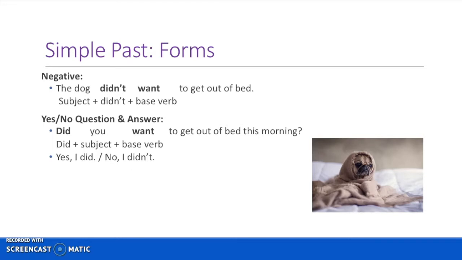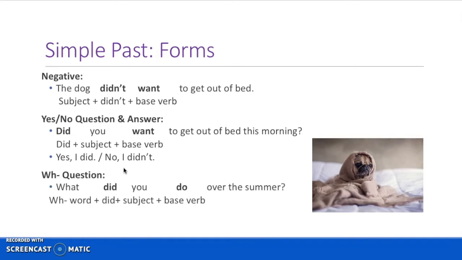Yes or no question and answer. Did you want to get out of bed this morning? Did is the helping verb. The subject is you. The base verb is want. Yes, I did or no, I didn't are the example short answers, and you can change the subjects. WH question. What did you do over the summer? The WH word is first, then did as the helping verb, the subject, and then the base verb.